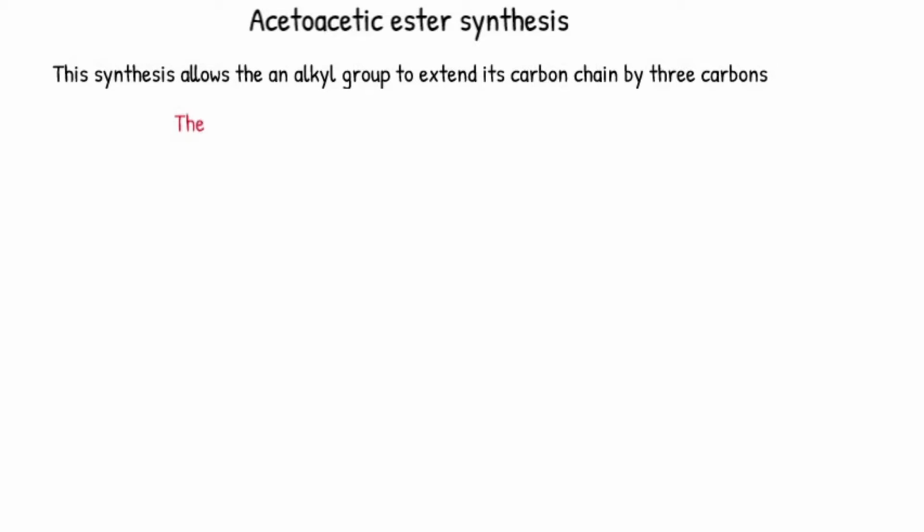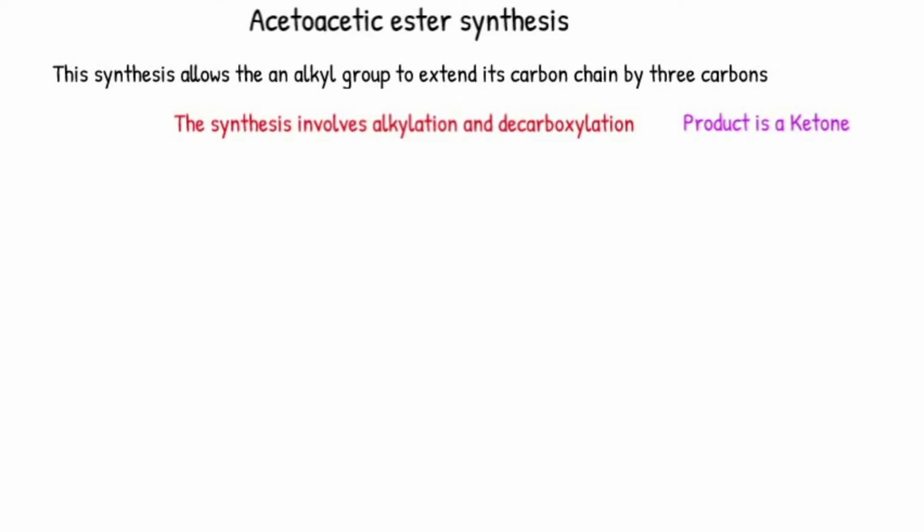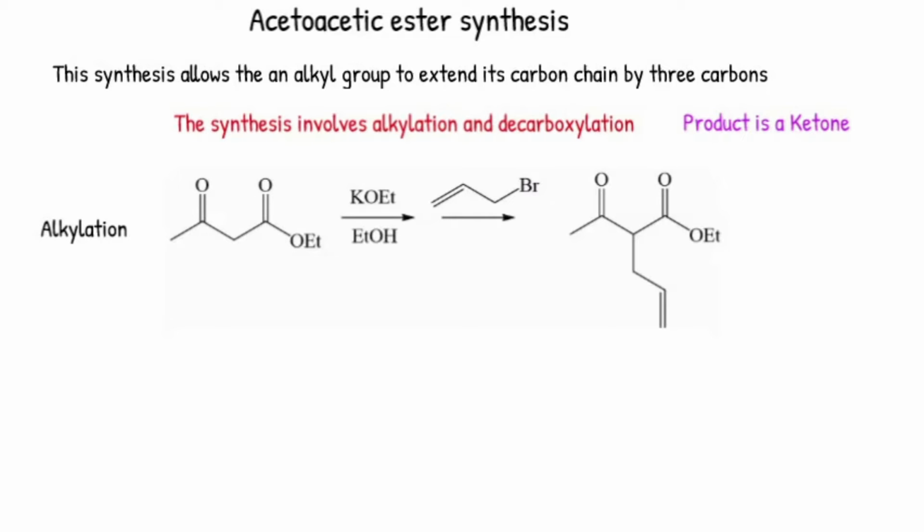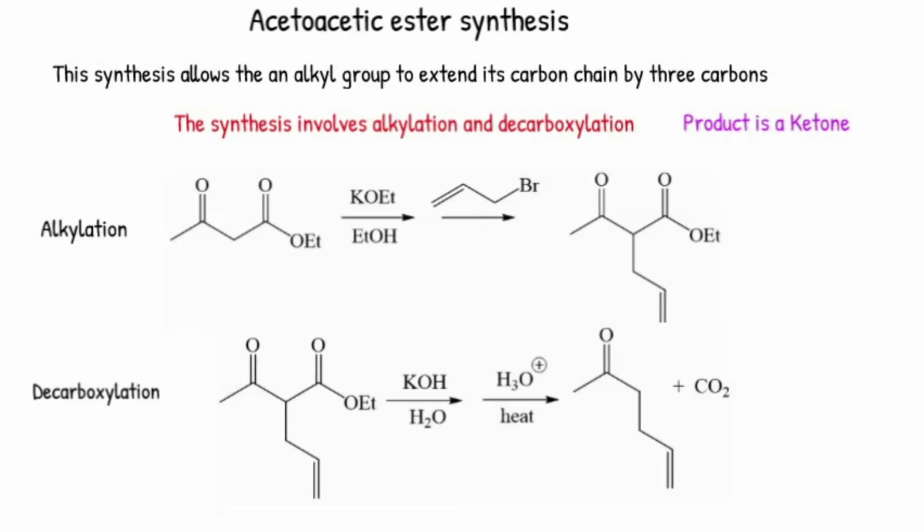The acetoacetic ester synthesis allows an alkyl group to extend its carbon chain by three carbons. The synthesis involves alkylation and decarboxylation, using heat to remove carbon dioxide, and the product is a ketone. Here is the alkylation step. First, it requires deprotonation of the alpha carbon, followed by alkylation by an SN2 reaction. Here is the decarboxylation: treatment of the ester with a base followed by acid and heat to decarboxylate. More about these base-catalyzed reactions later.